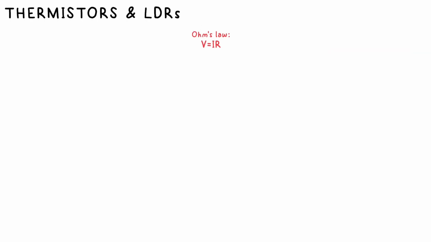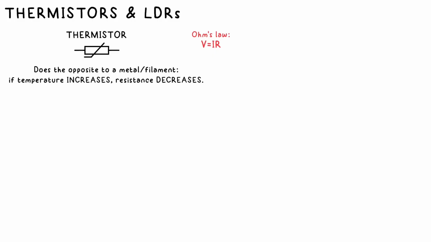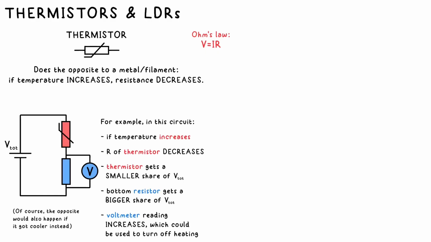It's not only metals that can change resistance. We can have a thermistor, and you have a circuit that responds to changes in temperature. A thermistor's resistance decreases if the temperature increases. So in essence, it does the opposite to a metal. In this case, if the temperature increased, the resistance of the thermistor would go down, as does its share of the total PD. That means the PD measured by this voltmeter will increase. This could be the basis of a temperature sensor for your central heating, for example.